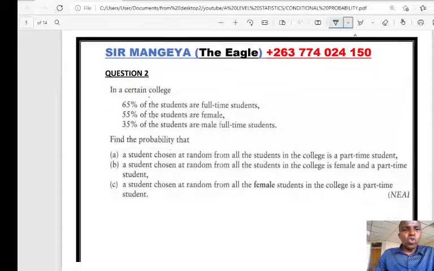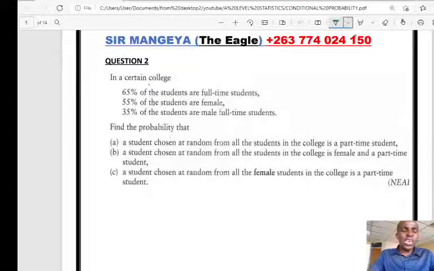Question number 2. In a certain college, 65% of the students are full-time students. 55% of the students are female. 35% of the students are male full-time students. Find the probability that a student chosen at random from all the students in the college is a part-time student.